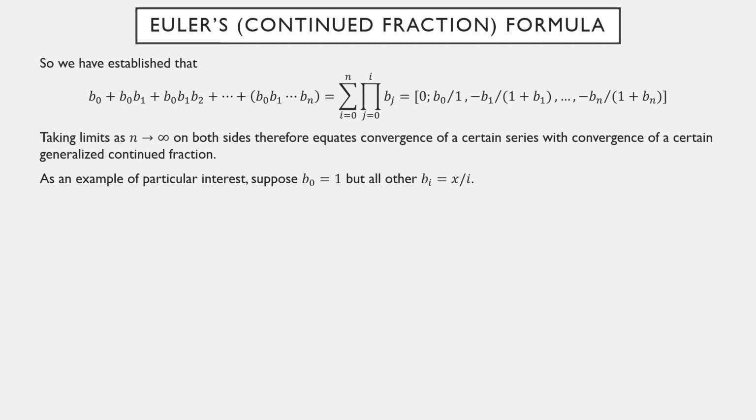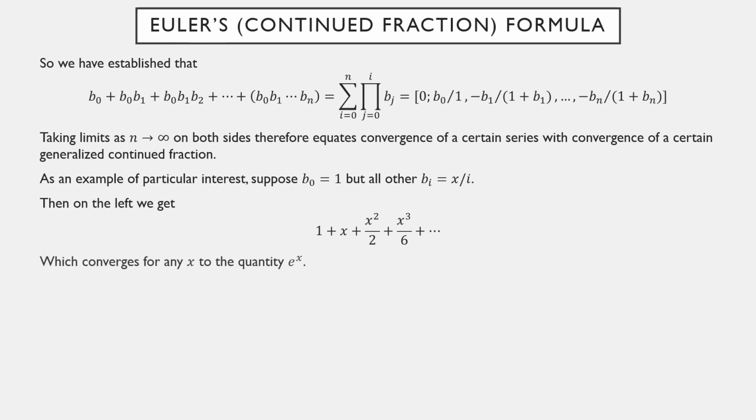So for particular interest, suppose that b naught is 1, but otherwise bi is x over i. So we're going to have 1 times x over 1 times x over 2, and so forth. On the left, we get this, 1 plus x over 1 times x over 2, x over 1 times x over 2 times x over 3, and so forth. And this series is the power series for e to the x. It converges to e to the x regardless of x, meaning the right side must also converge to e to the x.